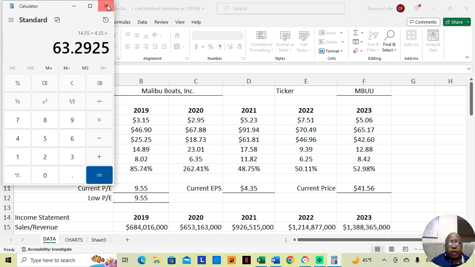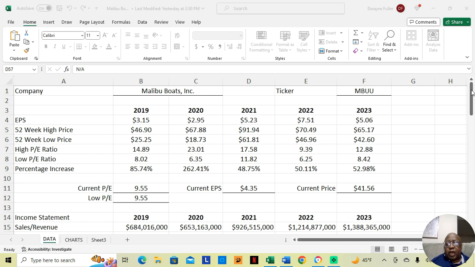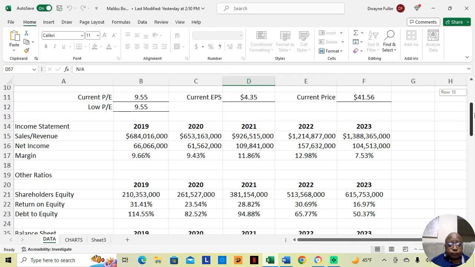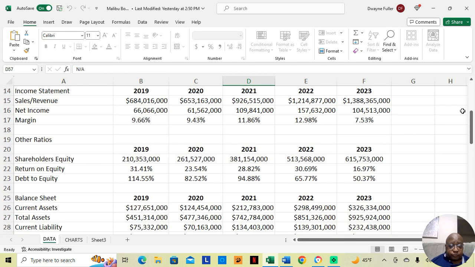So having looked at where the price could fall and how high it can go up, now let's look at the fundamentals for this company. And I'm going to start with the income statement. The company made $684,016,000 in 2019. But after paying off all expenses, they only retained $66,066,000. That's for a profit margin of 9.66%.